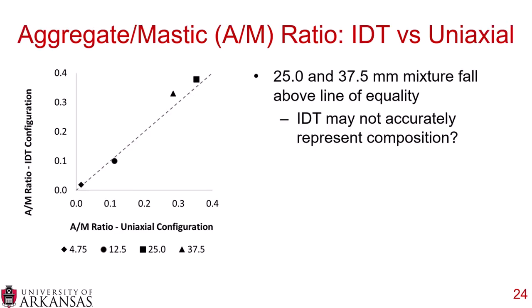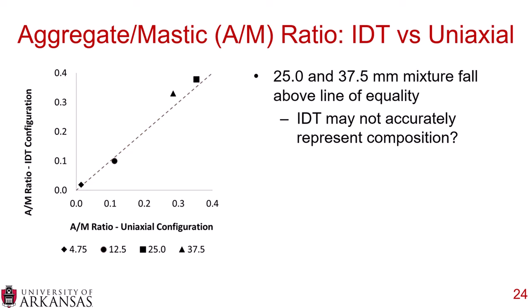So let's do the same thing for the grayscale analysis that we did for the dynamic modulus data, and let's look at these lines of equality. You can see here's the A/M ratio for the IDT configuration on the y-axis, and the A/M ratio for the uniaxial configuration here. And you can see both the 25 and the 37 millimeter nominal maximum aggregate size mixtures fall above the line of equality.